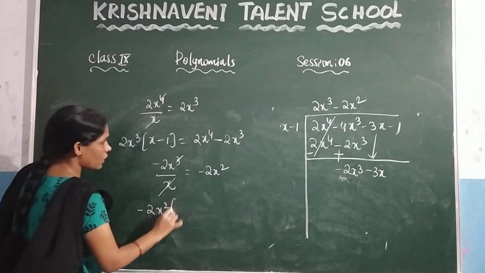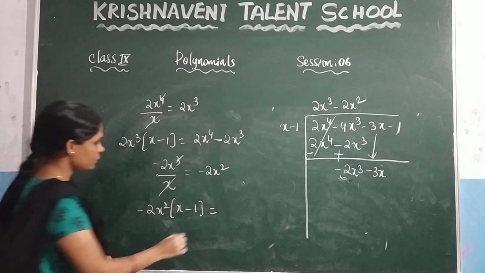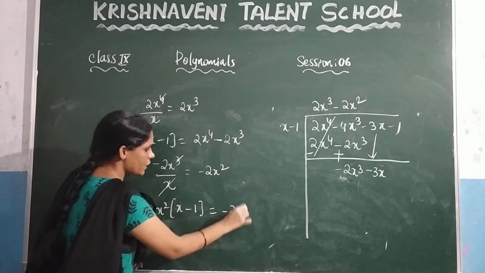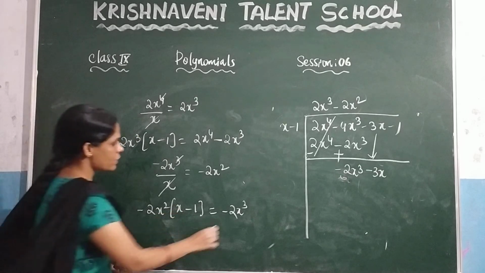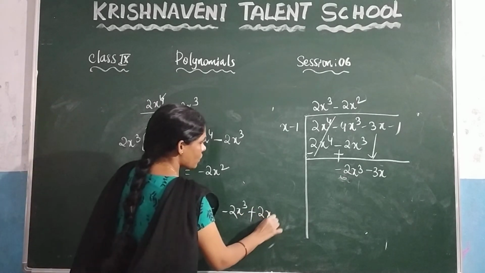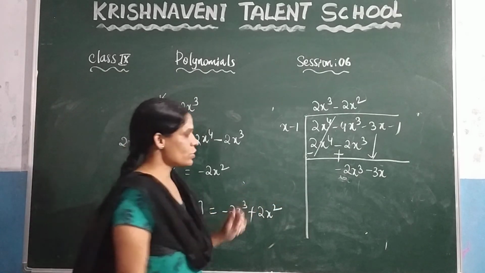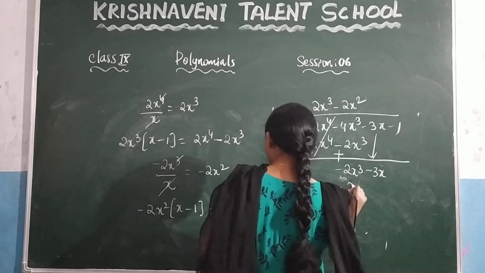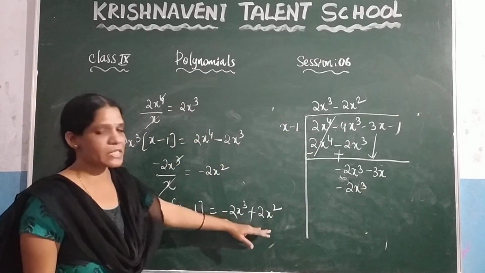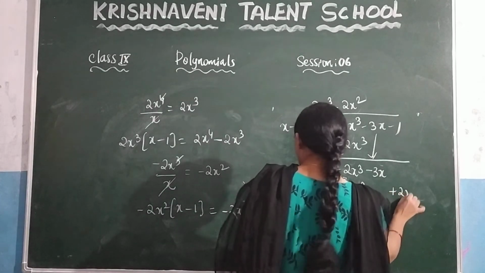Minus 2x square into x minus 1. So again minus 2x square into x, which is x cube. Write it here x cube. Minus into minus, which is plus 2x square into 1, which is 2x square. Now here you need to write this value here. So write it here, what you will get here? Minus 2x cube. Here you can observe that x square term is not there. So write x square term here: plus 2x square.